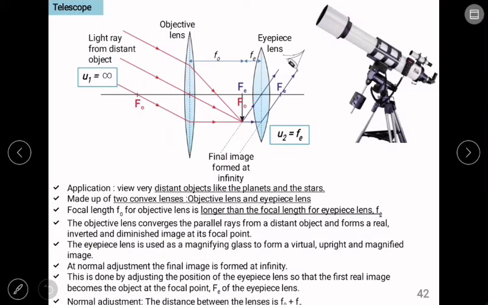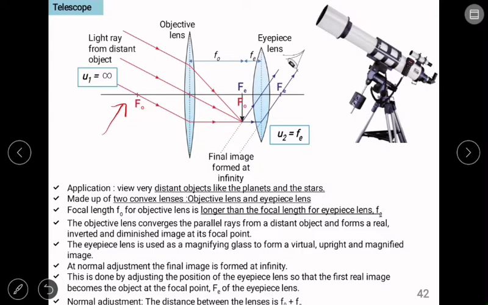And now we're going to look at a telescope. A telescope is used to look at a very distant object like the planets and the stars. And since the object is very far away, the light rays coming from the distant object are parallel to each other. If you see these three rays here coming in, incident to the objective lens, they are all parallel because they all come from a very distant object.